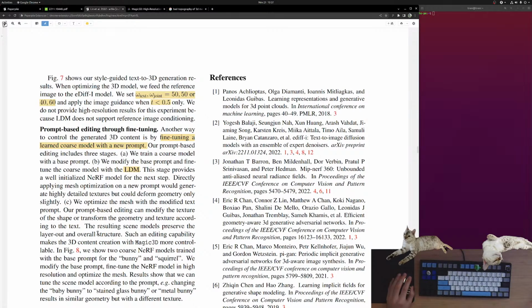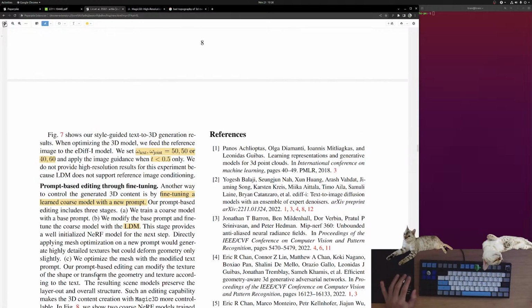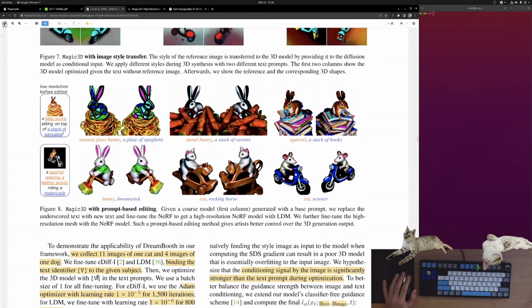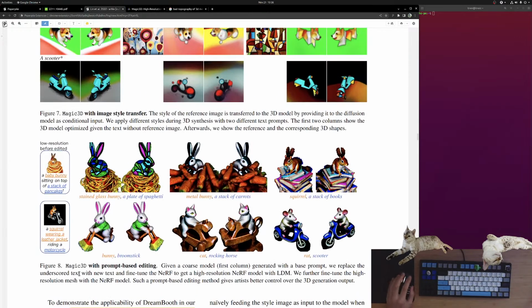Preserve the layout and overall structure. Okay, figure 8. We show 2 coarse NeRF models trained with the base prompt for bunny and squirrel, and then modify the base prompt. Fine-tune the NeRF model in the high resolution and optimize the mesh. Okay, here we go.